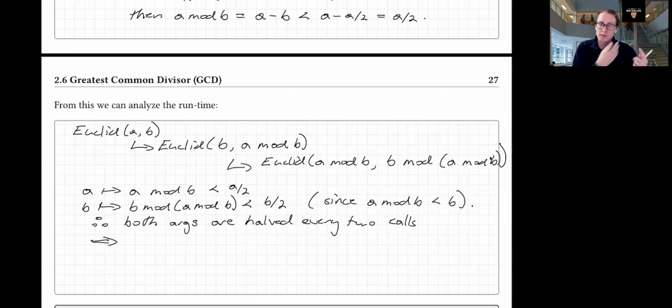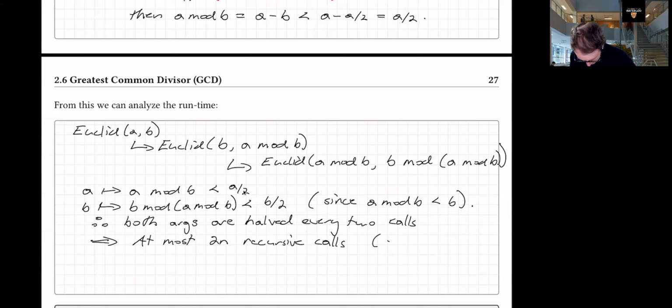And so if every 2 calls we reduce each argument by a bit, and they're n-bit numbers to start, then in 2n recursive calls, we're finished, right? So I'll say at most 2n. The numbers might actually go smaller than A over 2 and B over 2, so it might take fewer than 2n recursive calls. So here A and B are n-bit integers.